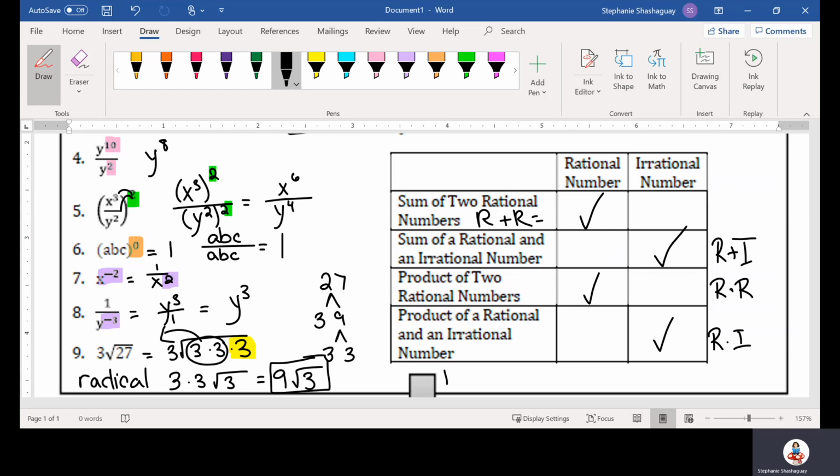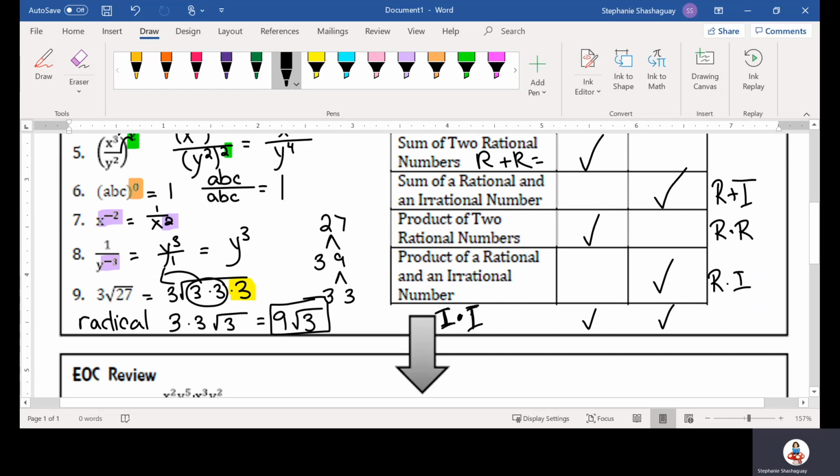Now remember, when you have an irrational times an irrational, and we talked about this at the beginning of the year in our notes, if you have an irrational number times an irrational number, it can be both. So that's sometimes true. It can be true for either rational or irrational. So we have to be careful with this one.